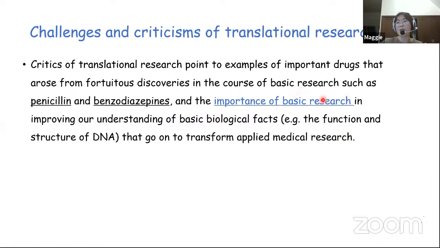For example, basic research about biological facts, studying the function and the structure of DNA, helps us to understand DNA better, and then based on that, they develop a lot of drugs targeted to DNA. So they think basic research is more important compared to translational research.